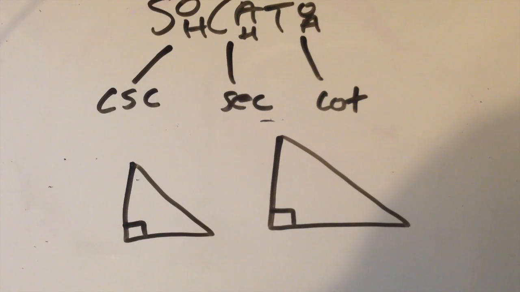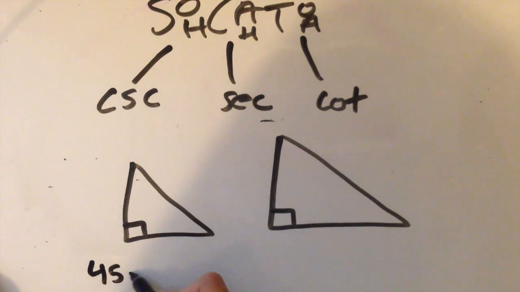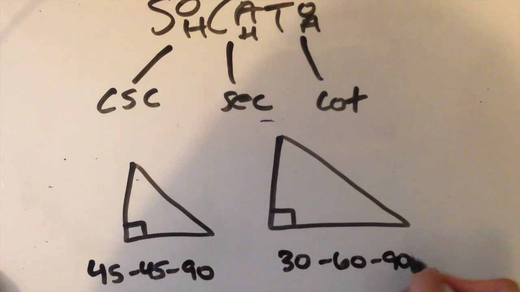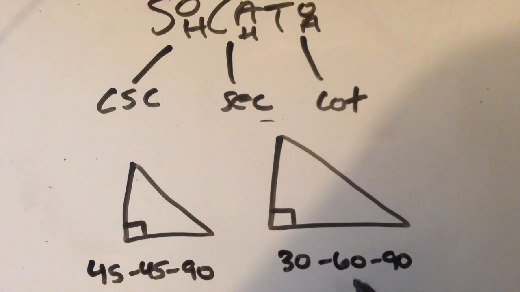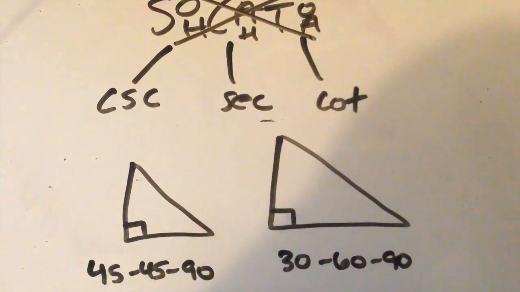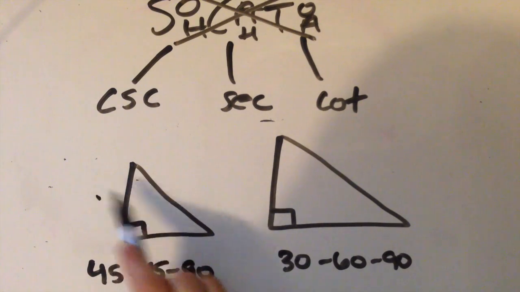Next, we learned that we have two special triangles. We have our 45, 45, 90 triangle, and we have our 30, 60, 90 triangle. And when you know that you have one of these, you no longer need to use SOHCAHTOA, because with a little bit of memorization, meaning the chart that we learned earlier, you can know how to find any of these sides.